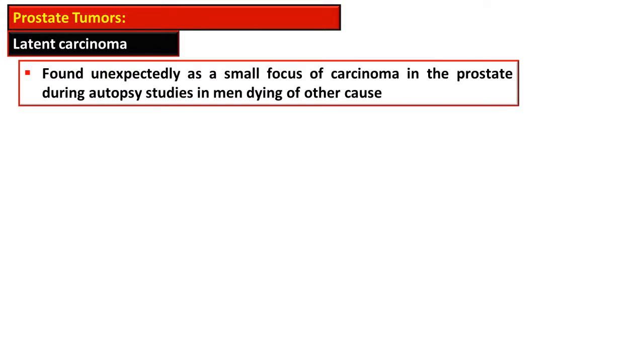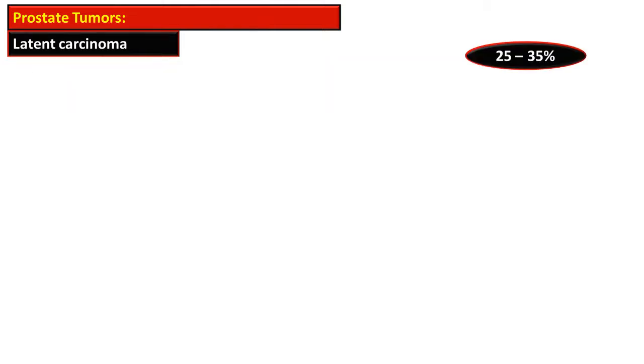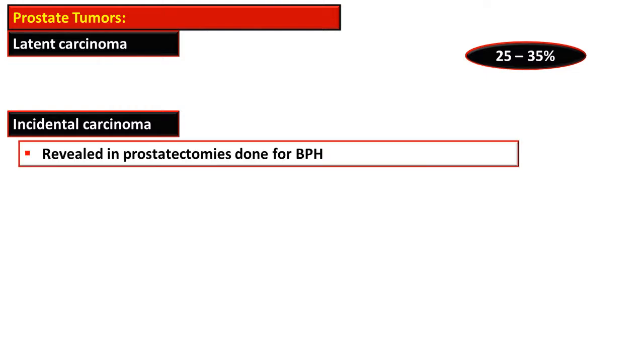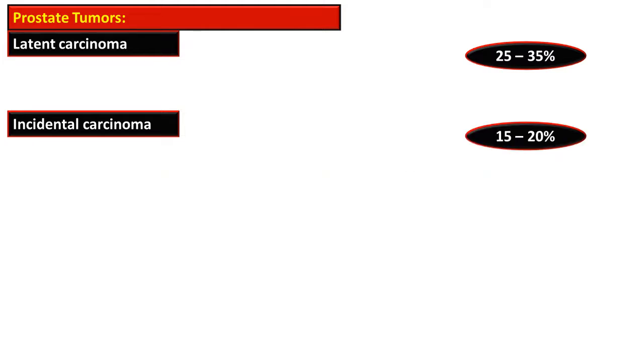On the basis of their clinical presentation, these prostatic tumors can be of 4 types: latent carcinoma, incidental carcinoma, occult carcinoma, and clinical carcinoma. The latent carcinoma is found unexpectedly as a small focus of carcinoma in the prostate during autopsy studies in a man who has died of other causes, and it is present in 25 to 35% of the cases, while incidental carcinoma is revealed in prostatectomies done for benign prostatic hyperplasia, and this is common in 15 to 20% of the cases.